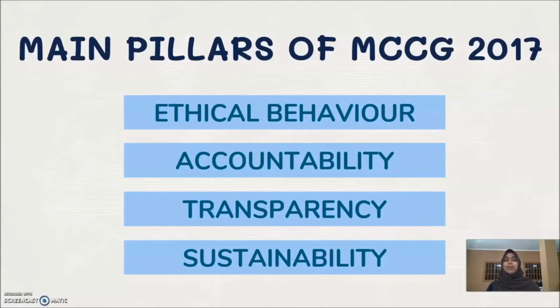Here I would like to discuss the main pillars of MCCG 2017. We have four. The first one is ethical behavior, second, accountability, third, transparency, fourth, sustainability. Okay, I would like to further discuss ethical behavior and accountability.